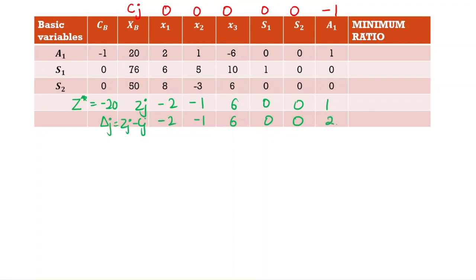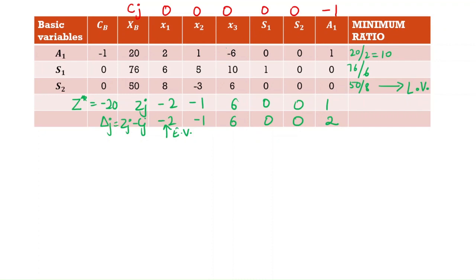So 1 plus 1 is 2. So as we could see here, minus 2 is the most negative. So this would be the entering variable in the next iteration table. So the minimum ratio would be selected in the similar way as we have done it before. So 20 divided by 2, that's 10. 76 divided by 6, 50 divided by 8. So as we could find out, this would be the minimum ratio. So this would be the leaving variable in the matrix. So x1 will be the entering variable and s2 would be the leaving variable.